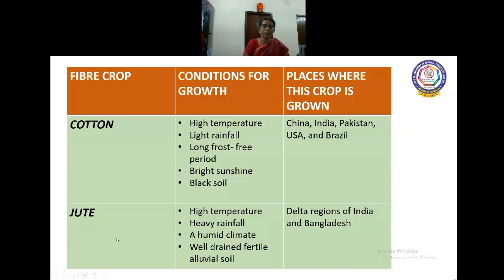And jute is another fiber crop. It is also called golden fiber. It is grown in India. It is largely grown in West Bengal. And the conditions for growth of this jute fiber are high temperature, heavy rainfall, a humid climate, well-drained fertile alluvial soil. And these are grown in the delta regions of India and Bangladesh.